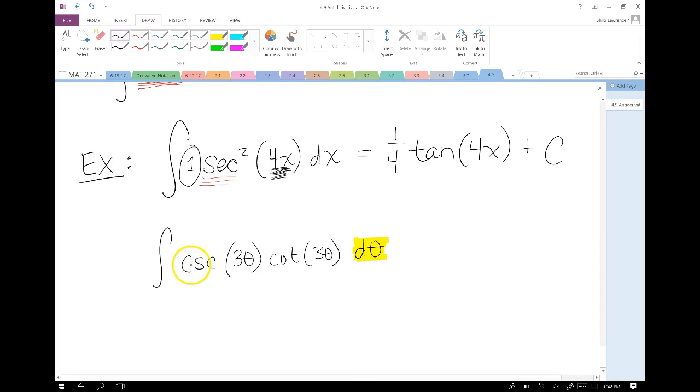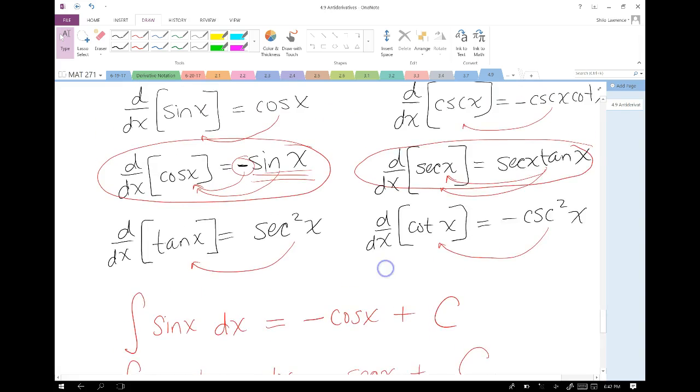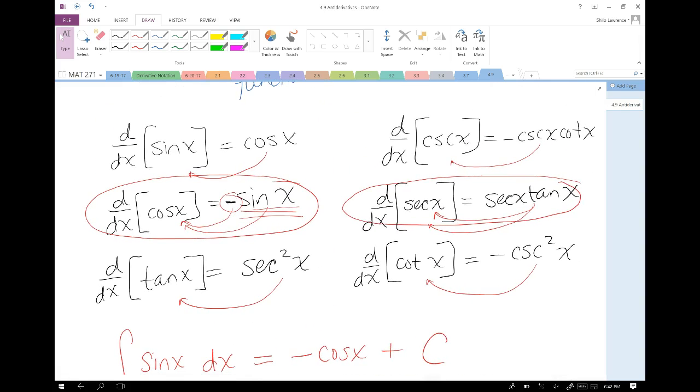So cosecant cotangent is the derivative of what? And if you're not sure, look back at your trig derivatives. Cosecant cotangent is the derivative of something. And it's right here. Cosecant cotangent, oh, it's got a negative in front of it though. That just means we need to move the negative back over to the other side. Cosecant cotangent is the derivative of negative cosecant.